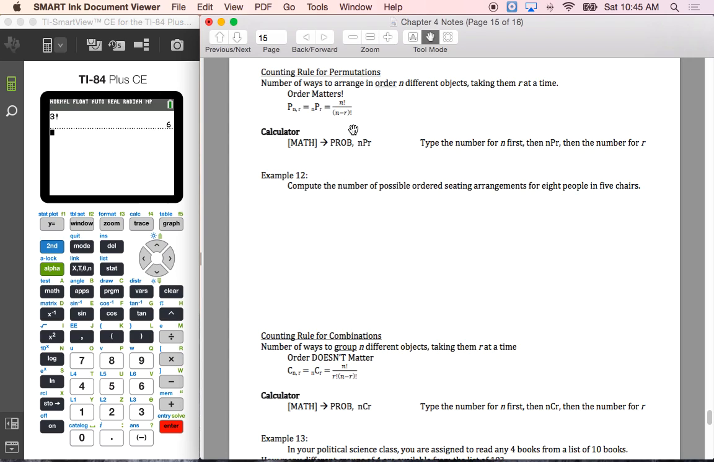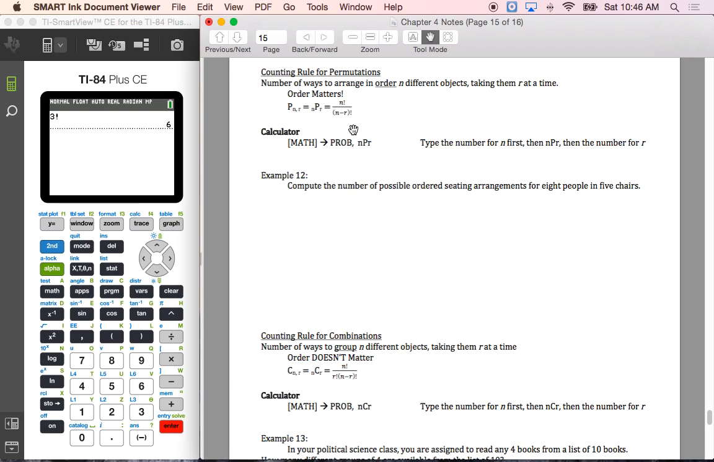So if you're putting things in order, or if there's a first place, second place, third place, that's a permutation. If you're just coming up with groups of items, so if I'm just choosing a group of 5 students, it doesn't matter who's first, second, third, fourth, fifth, then that's going to be a combination. But if we have specific spots for things, that has to be a permutation.